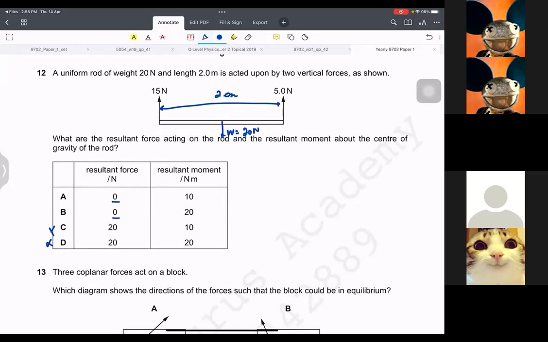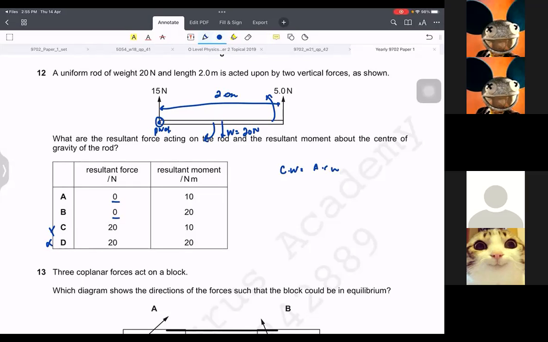Resultant moment. There is 20 and we need to fix some pivot. If I fix this as my pivot for just a reason, this is going clockwise. This is going anti-clockwise. So I would do clockwise equals anti-clockwise. The other one does not have any moment because I've taken pivot here.